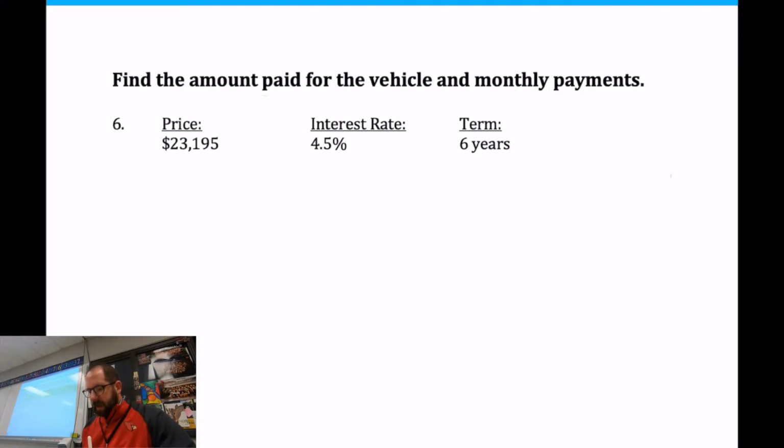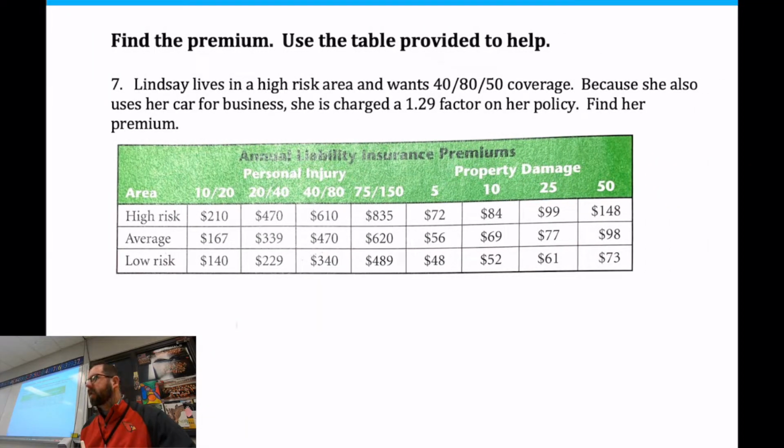And then 7 is the one we finished yesterday. It was an insurance policy. You had to figure out what this particular person, Lindsay here, is paying total, and then you also had to multiply that by a factor of 1.229. That was a multiplier because she has a certain thing on her policy that required it, because it was for business. So, all right, questions with any of the 7 we've done the last 3 days? If you need to see a formula, or you need to see something else.